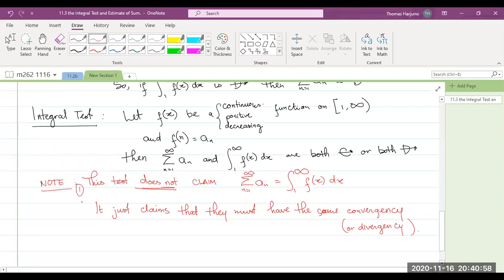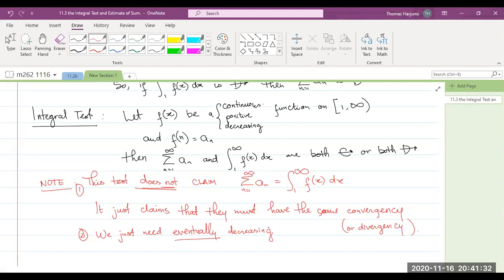The second note, we just need it to be eventually decreasing. So it doesn't have to be strictly decreasing from n equals 1. As long as it is eventually decreasing, then it is fine.